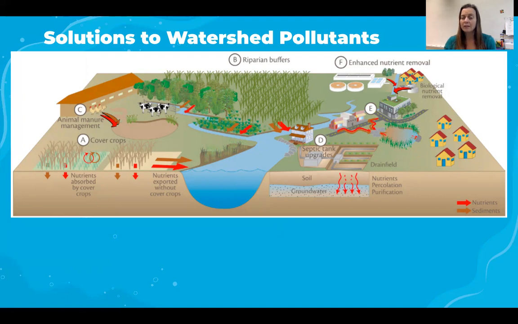We can talk about enhanced nutrient removal when it comes to wastewater treatment. So wastewater plants we'll talk about later on in this unit. And so making sure that they are removing nutrients before the water is returned to the stream. On a smaller level, septic tank upgrades. So people who have septic systems need to properly maintain them and make sure that they are not allowing nutrients to flow into waterways. And then buffer zones for areas where you have lots of roads and therefore lots of runoff.